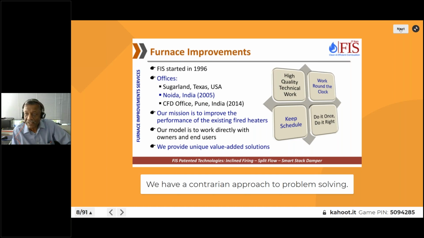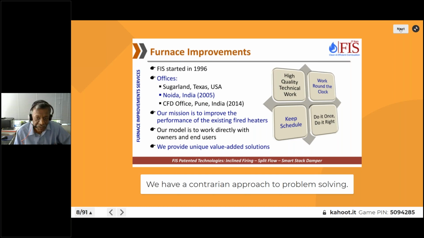Let me tell you a little bit about furnace improvements. Furnace improvements pays my salary, pays our bills. Furnace improvement started in 1996 with a mission to improve performance of existing fired heaters. Since then, we have been focused on revamping fired heaters, increasing their capacity, run length, efficiency. We have been reducing NOx emissions on several heaters. We have 3 patents on improving performance of fired heaters.